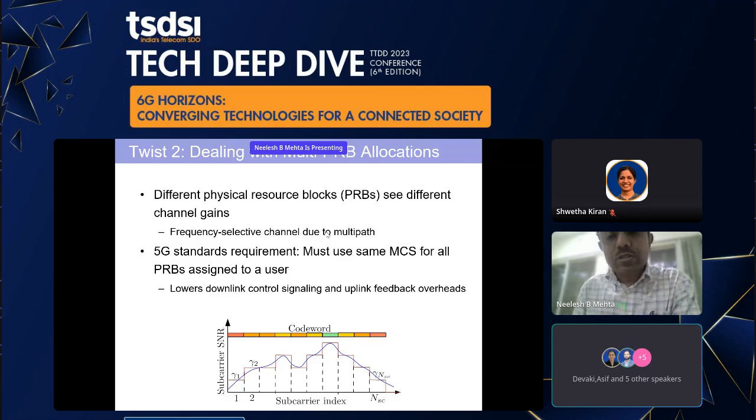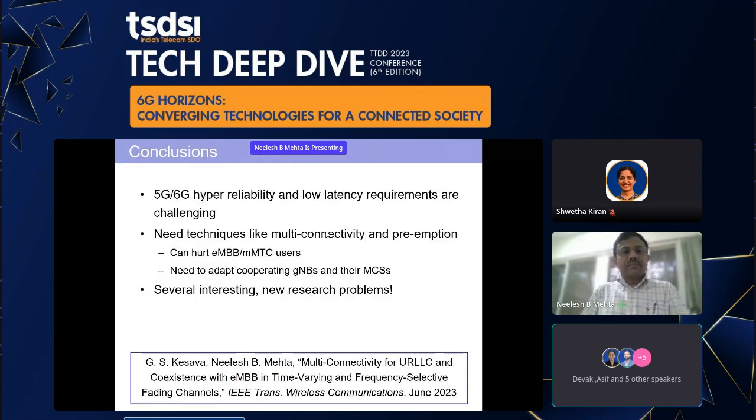I'm not going to answer them. I'm going to just throw these twists at you. But let me summarize and conclude. Essentially, what this talk was about was the hyper-reliability and the low latency requirements that 5G started off with, and 6G is finessing even more. And these are very challenging requirements. So you do need a combination of techniques to meet these requirements.